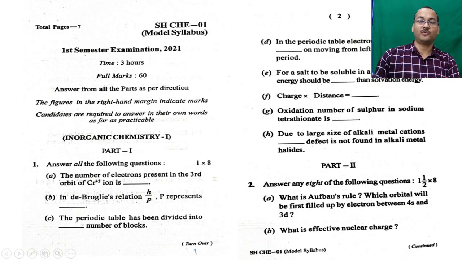Then if we move to part 2, it carries 1.5 marks each. So first question is, what is Aufbau principle? So you need to write down what is Aufbau principle and which orbital will be first filled up by electron between 4s and 3d. So between 4s and 3d, which one will be first filled up when you write down electronic configuration. The next question, what is effective nuclear charge?